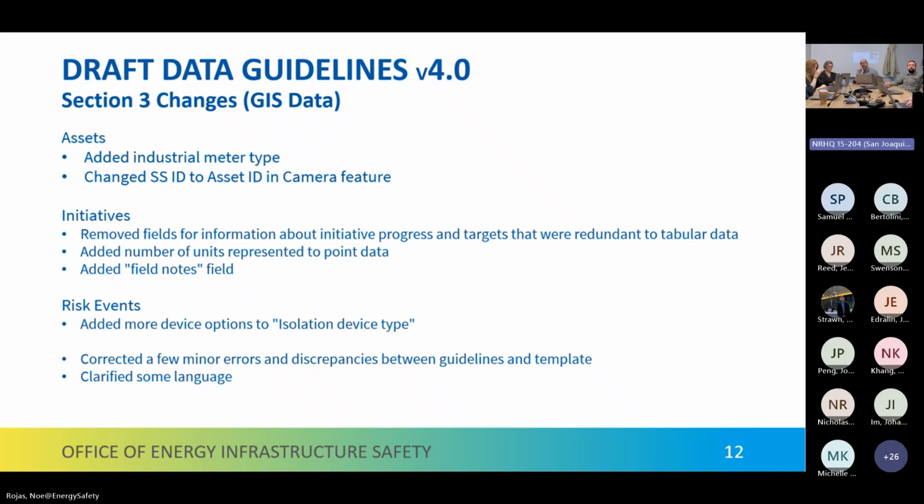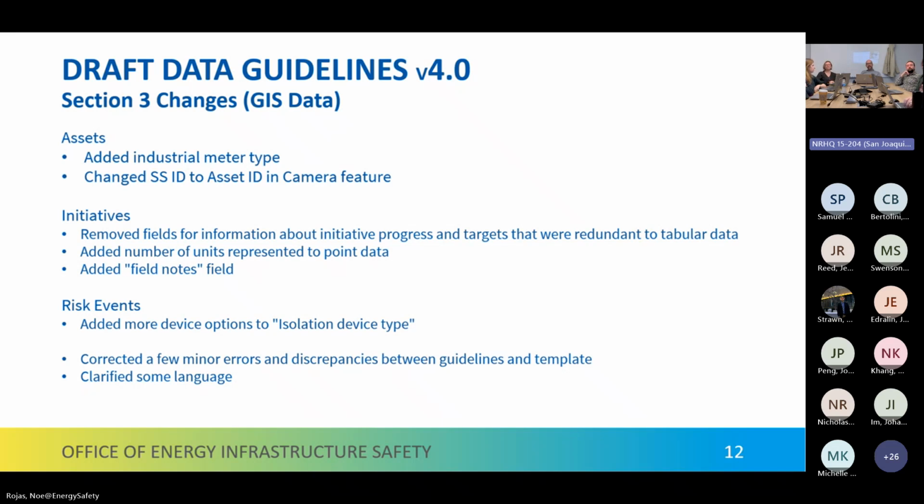Thanks to a helpful comment catch from one of the EC reps, and I'm sorry, I don't remember who it was specifically, or I would give you credit personally, we have respecified what used to be the support structure ID field in the camera feature. It is now a more generic asset ID, and there's a corresponding field to say what type of asset that is.